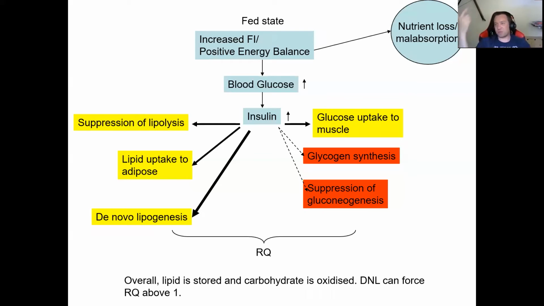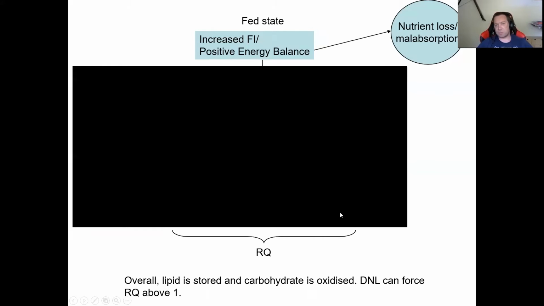And this all flips around in the fed state. We get high blood glucose, high insulin, suppression of lipolysis, and lipid uptake to adipose tissue, de novo lipogenesis, and glucose uptake to muscle will go up. You also have an increase in glycogen synthesis and suppression of gluconeogenesis. But what I would argue as a physiologist is this is all mechanism here. We can just black box this, and we can simply say increased food intake or positive energy balance is what results in your RQ. Everything in the middle converges on these values.